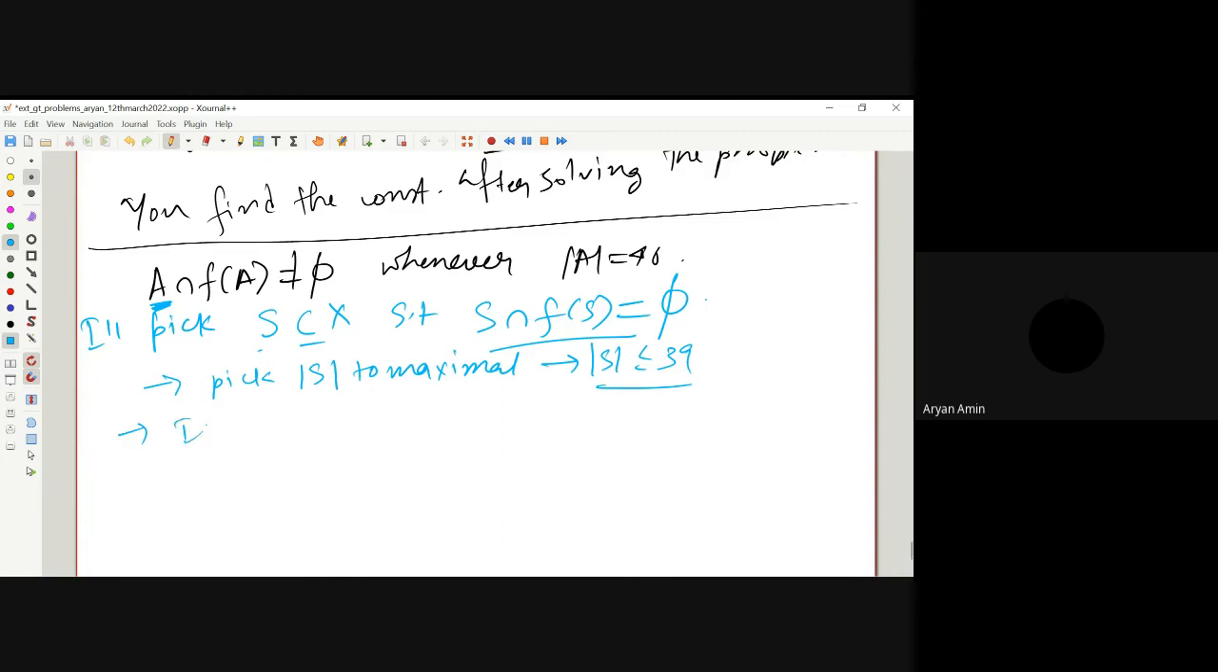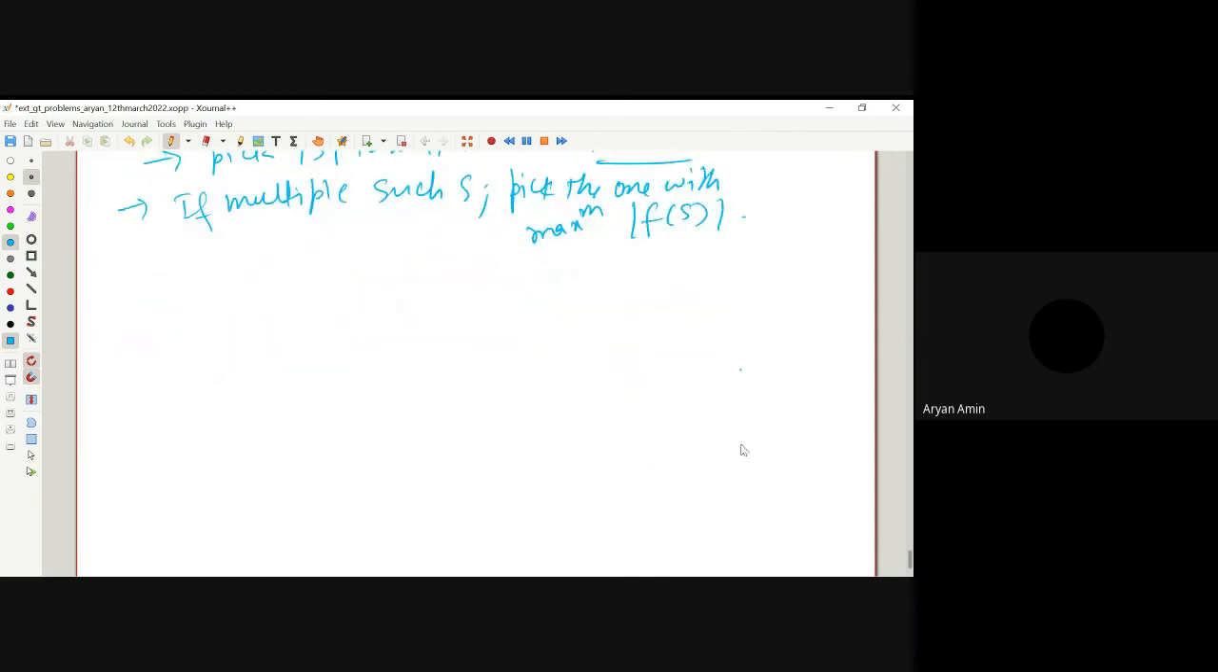Also, what if there are multiple such sets? Then just pick the one with maximal f of S. Why are we doing this? Why are we picking maximal f of S? Note that when you are trying to deal with S, if you take S maximal, that will already impose a lot of restrictions on the other elements. When we are taking f of S to be maximal as well, since they are disjoint sets, you have a lot of control over more elements. So this is one way I think about it, which is why I picked this kind of consideration.